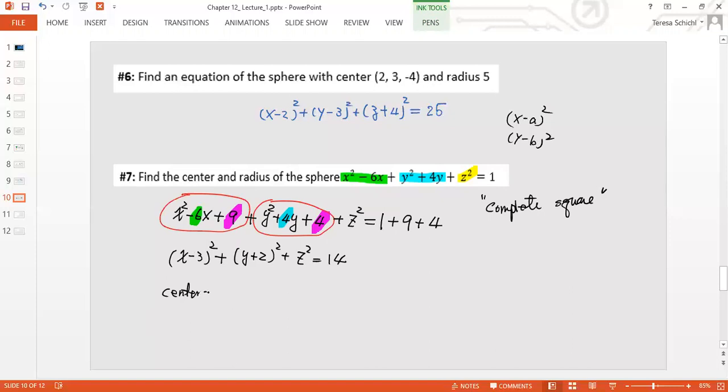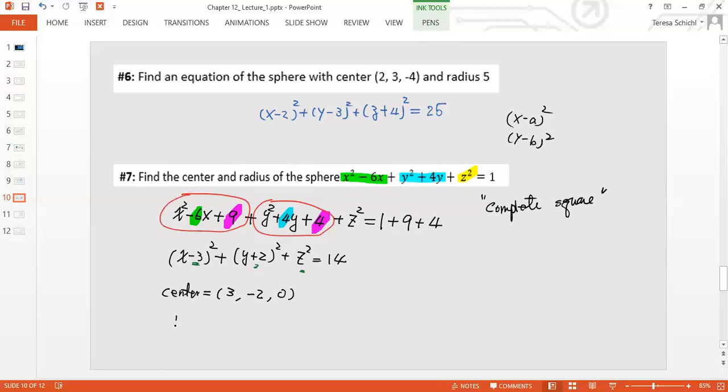ABC, so what is here? What is the center here? Let's write it. So x will be what? 3. So what is y plus 2 will be? Negative 2. So z squared is z minus 0, right? So it's zeros here.